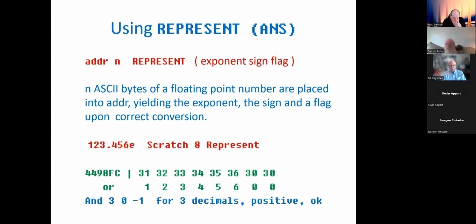So we see in this case, we would get 3, 0, minus 1. The 3 means the decimal point is 3 places from the left. So it's located between the 3 and the 4. 0 means it's a positive number, and minus 1 says correct conversion.